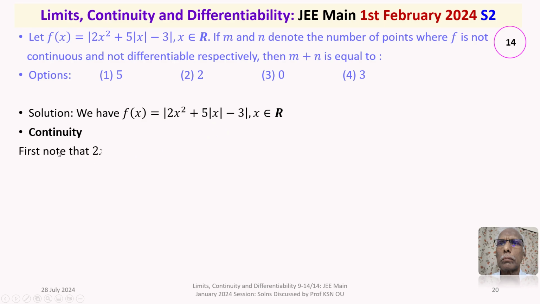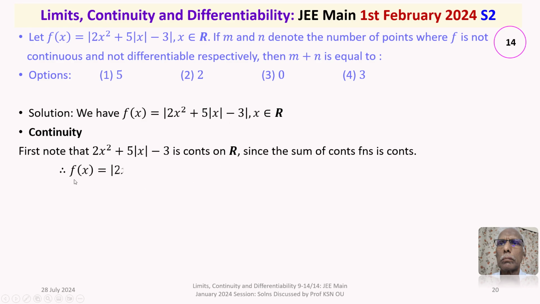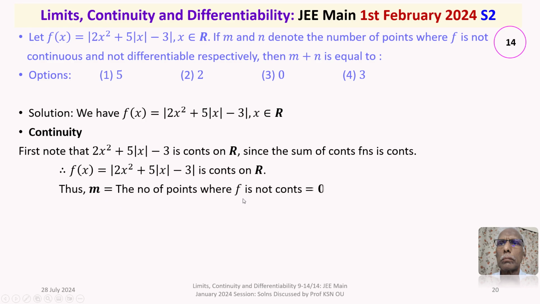So 2x square plus 5 times mod x minus 3 is continuous on the whole of the real number line, since it is the sum of continuous functions. And we know the sum of continuous functions is again continuous. And f of x is mod of this one. So mod of a continuous function is again continuous. Therefore f of x is continuous on R. Therefore there are no discontinuities for this function. So thus m, the number of points where f is not continuous, is 0.